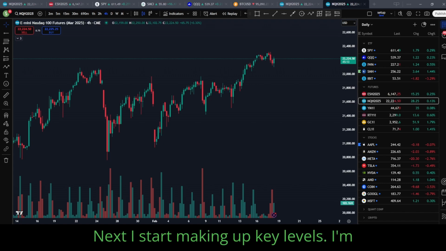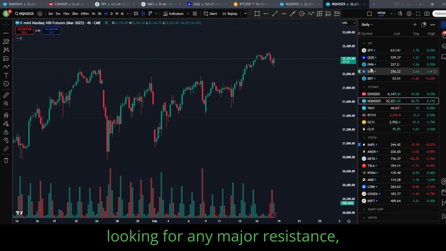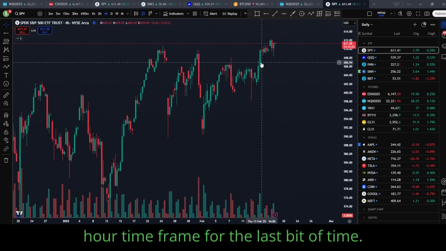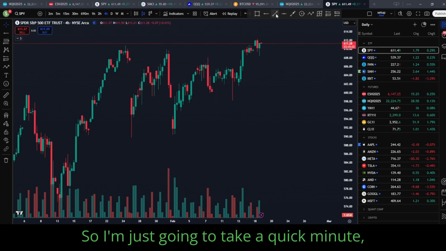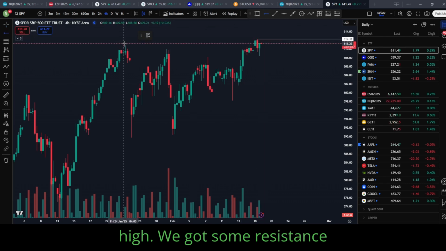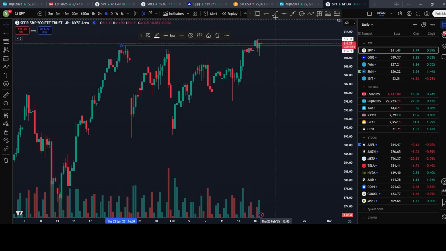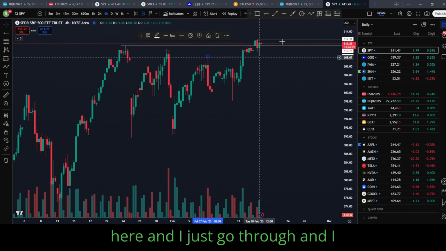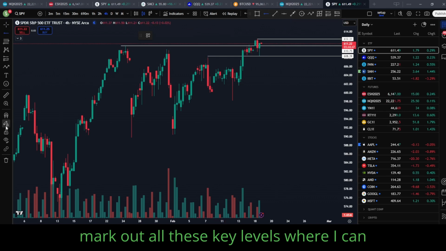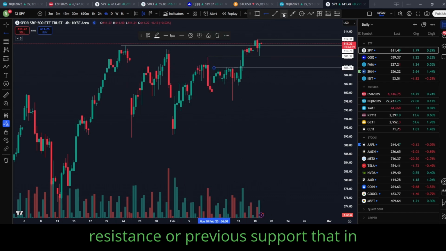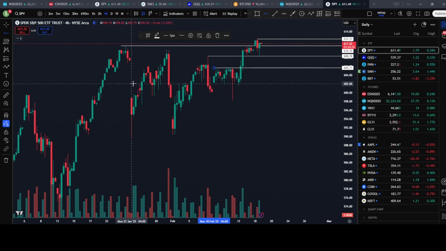Next, I start marking up key levels. I'm looking for any major resistance, support, any trend lines, any sort of levels that have shown up on the 4-hour time frame for the last bit of time. So I'm just going to take a quick minute, mark up some levels here. All-time high. We got some resistance here. And I just go through and I mark out all these key levels where I can see either major support or resistance, or previous support that had turned resistance, is what I really like the best.